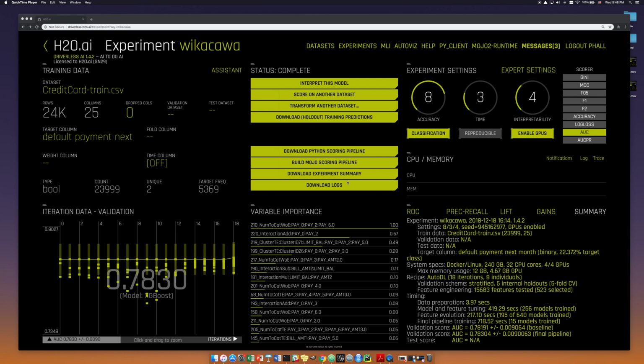I'm going to talk to you very briefly about how we go about explaining the complex predictive models trained by the H2O Driverless AI system. So what you see on the screen right now is a finished or trained Driverless AI predictive model.